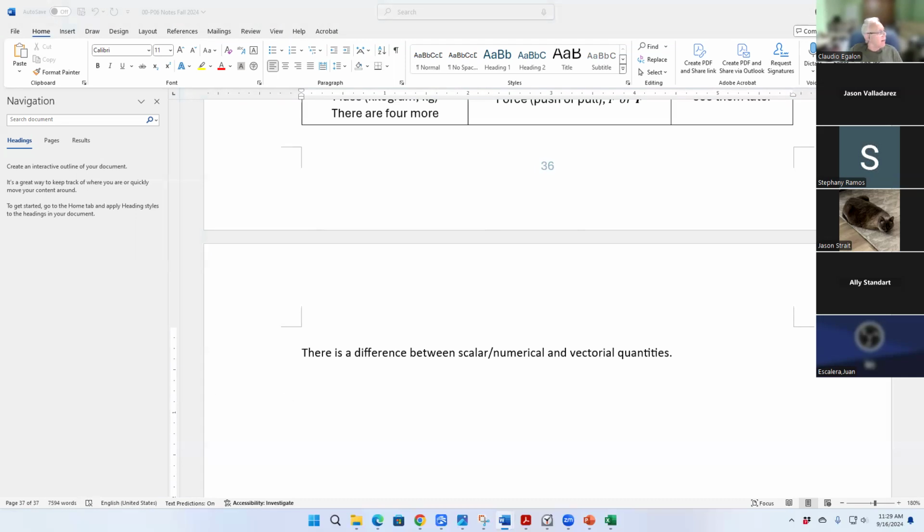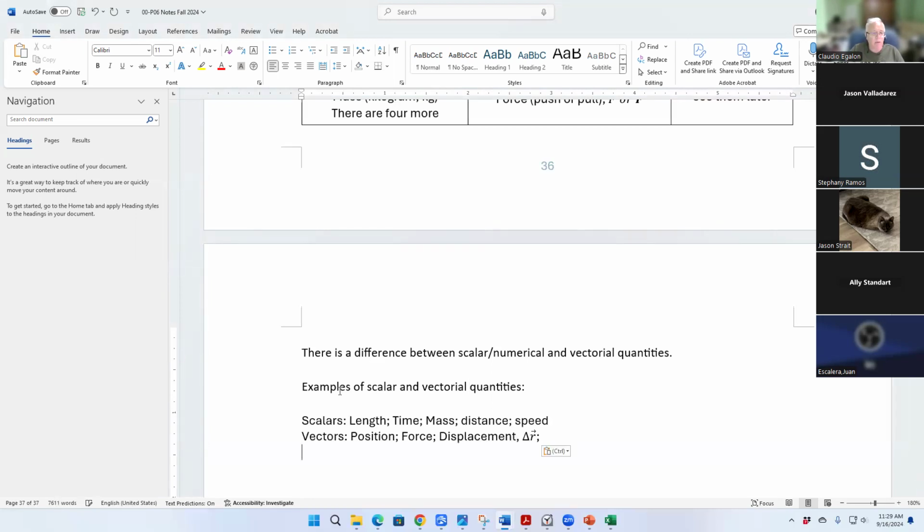So let's start listing some examples of scalar and vectorial quantities. I'm going to list all of them that we have covered so far. Scalars: length, time, mass, distance, and speed. We didn't mention anything else that is a scalar. Vectors: position, force, displacement.